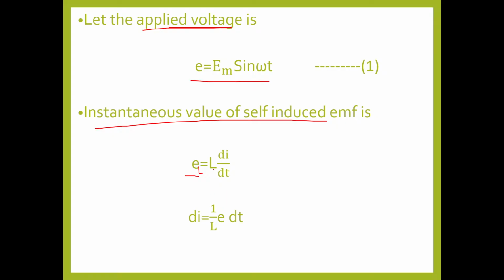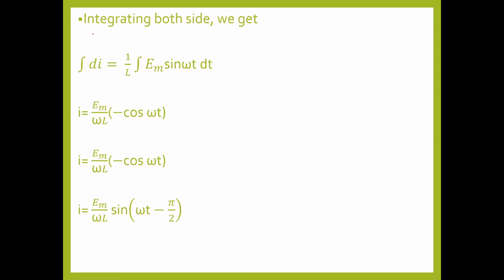Now you can rearrange the terms. I have sent L to this side, so EL by L, and I have sent dt to this side. What is left over is di. Di is equal to 1 by L EL dt. Now we integrate the equation on both sides, and simplify.